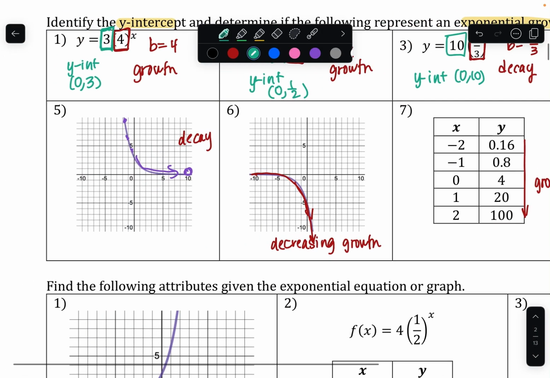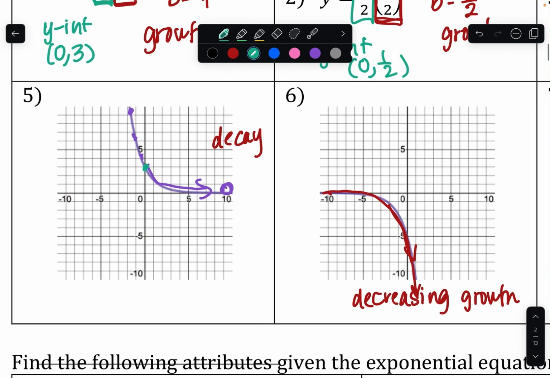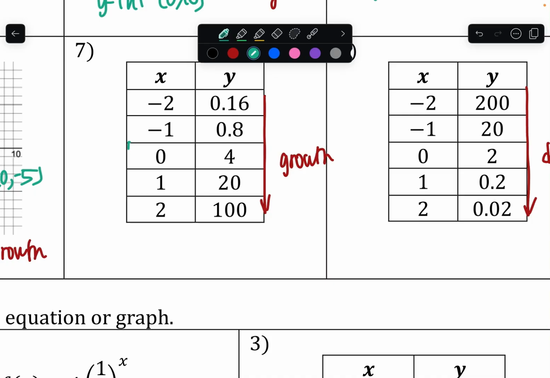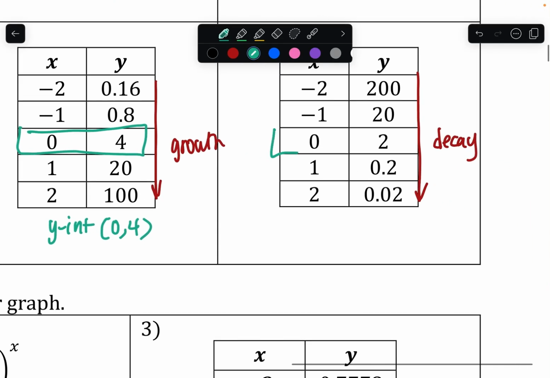Okay, looking at the graph, that's even easier. I see my y-intercept is 0, 3. In this next example, I kind of colored over it. My y-intercept is 0, -5. Looking at my table, remember we're looking for where x is 0. And so my y-intercept is 0, 4. And then in this last example, I see my y-intercept is 0, 2.